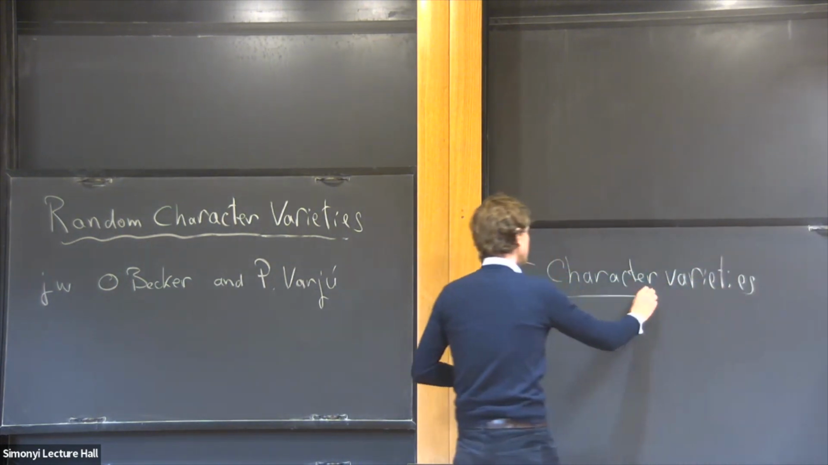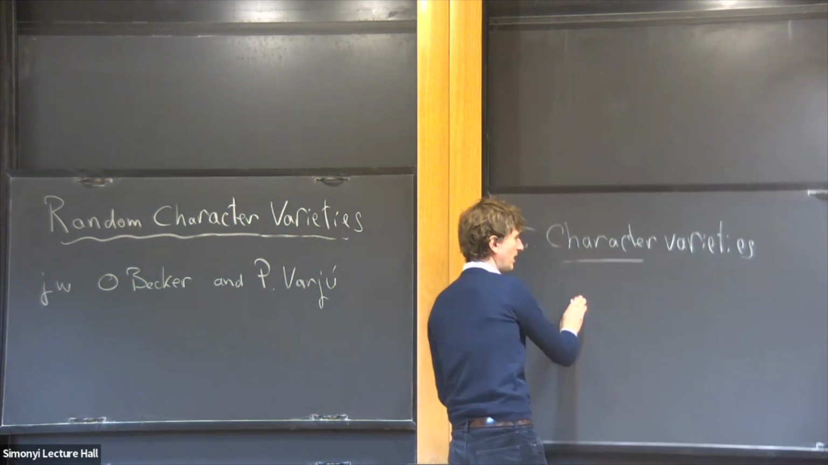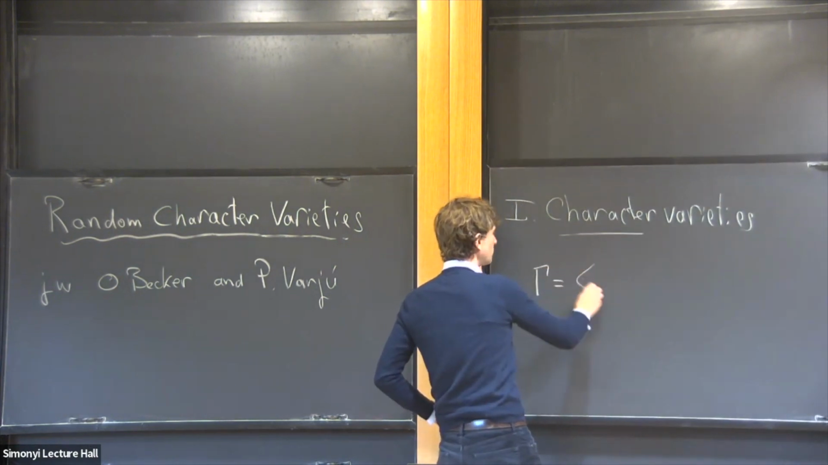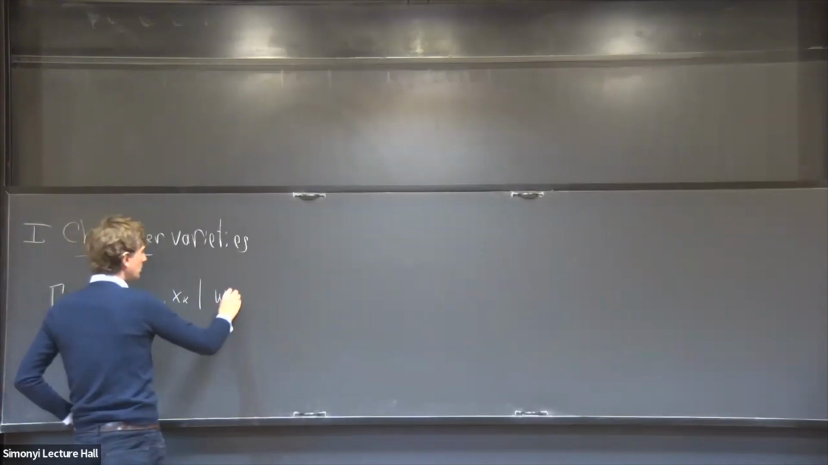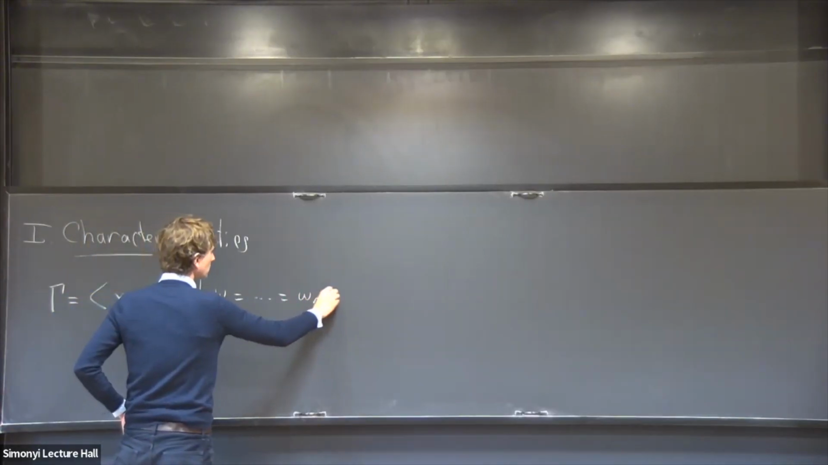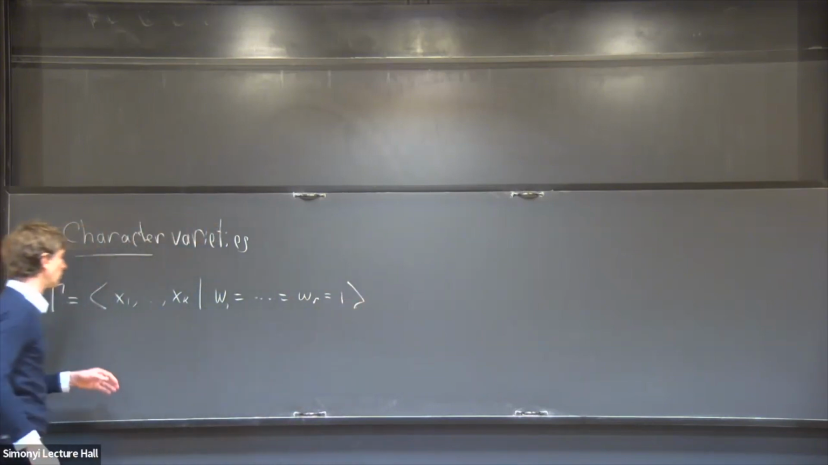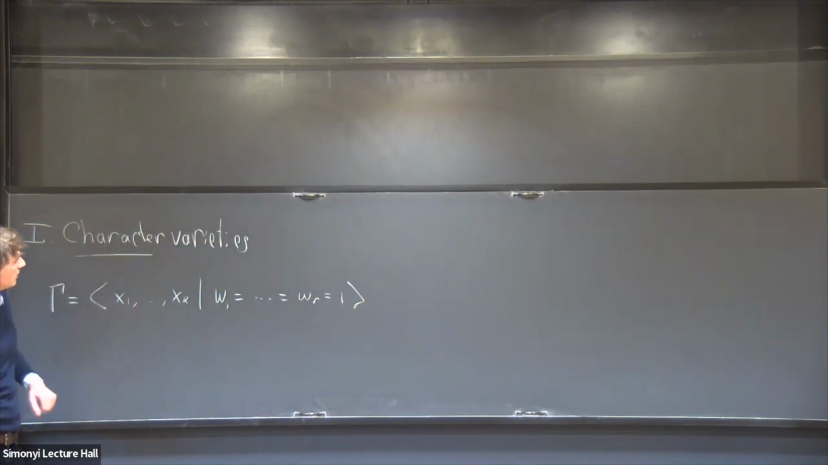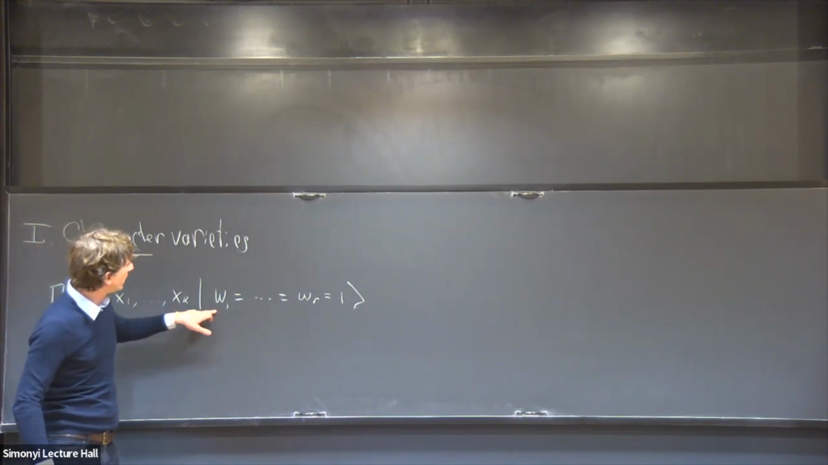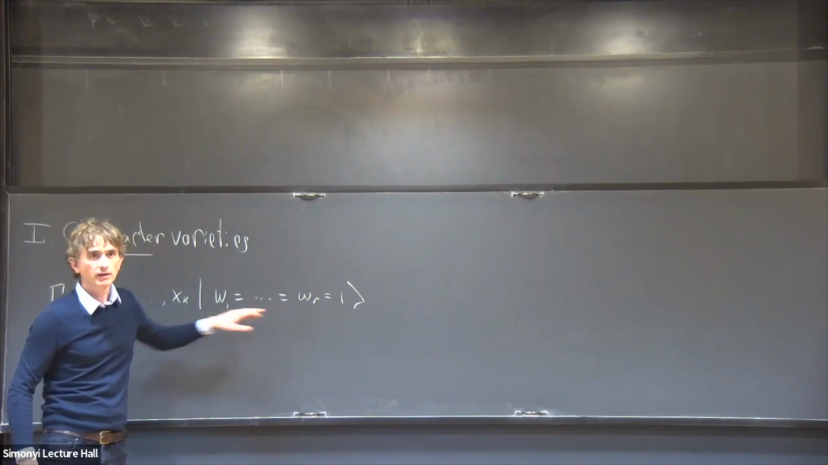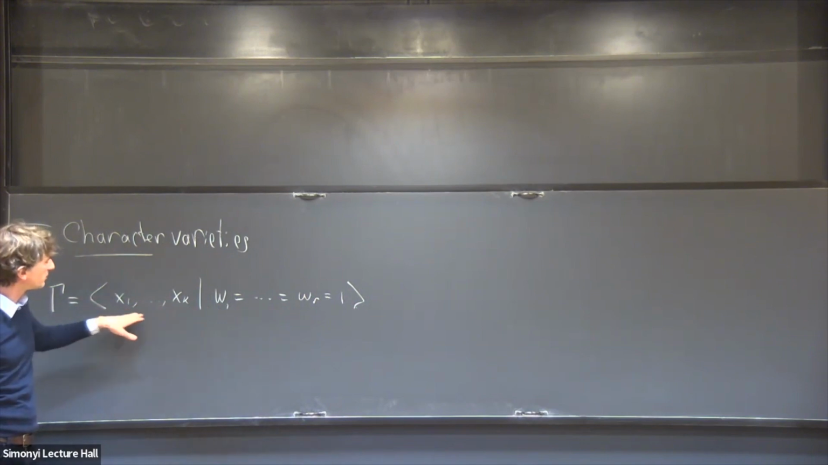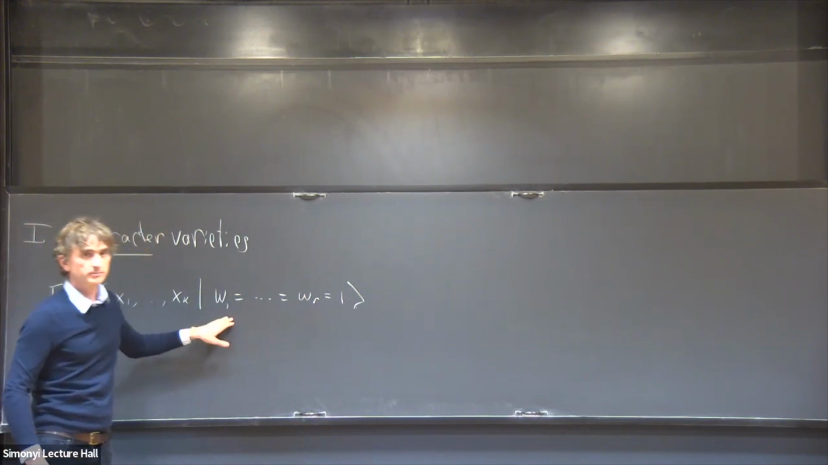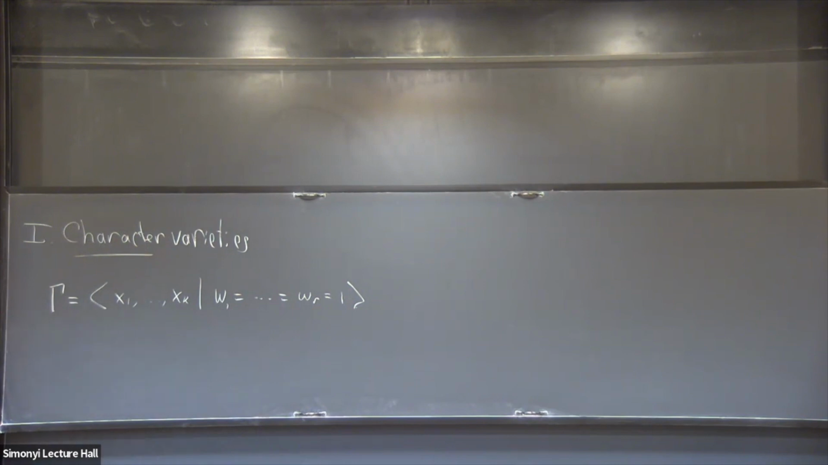So we start with a finitely presented group. x1 through xk are variables, generally variables in a free group, and these are words in a free group, and this is a presentation of a group. So it's the free group on k generators with those relations. That's an arbitrary finitely presented group.